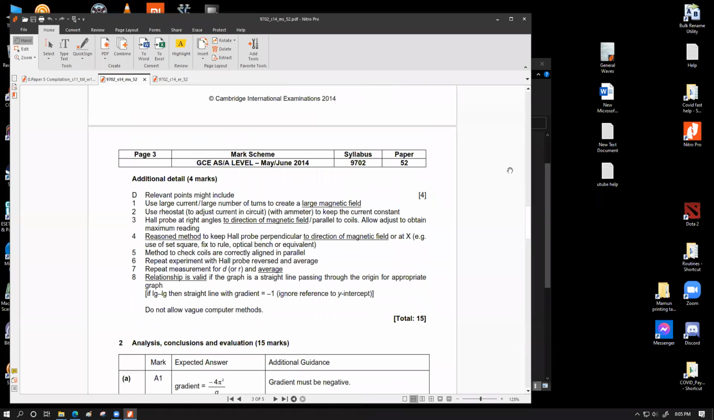Anyway, I might be wrong. Additional detail has 4 marks here. Let's see what it says. Use a large current or large number of turns to create a large magnetic field.